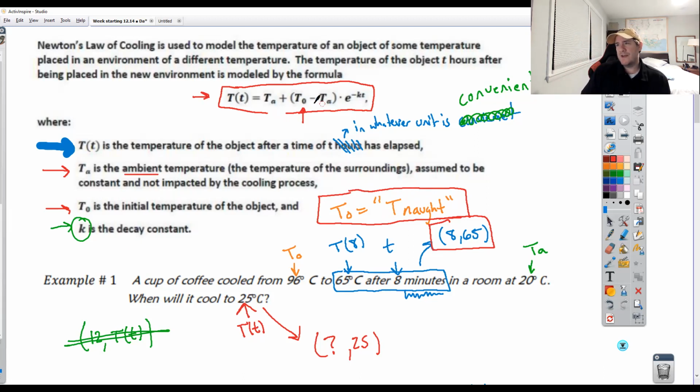Oh, look, it's T_A. That's the same T_A from over there. E is e. It's the number 2.718. K is a decay constant, and that's the tricky bit about these problems: you have to actually solve for your own value of K. And we had a similar thing going on before.